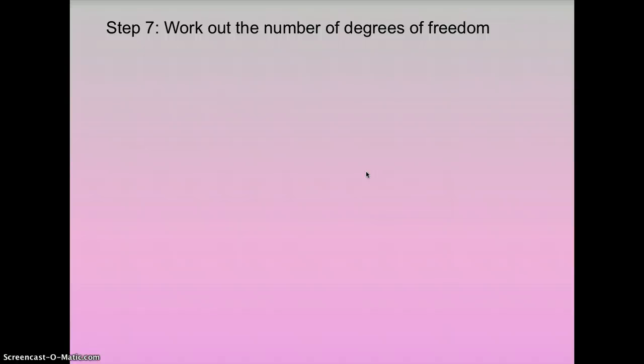In step 7, we're going to figure out the degrees of freedom. Degrees of freedom refers to how much variance we can allow within a given set of data. And for a t-test, to determine the degrees of freedom, it's the number of sampled individuals in the first group plus the number of sampled individuals in the second group minus 2. So in each group we sampled 15 students, so that's 15 plus 15 minus 2, which gives us 28 degrees of freedom.